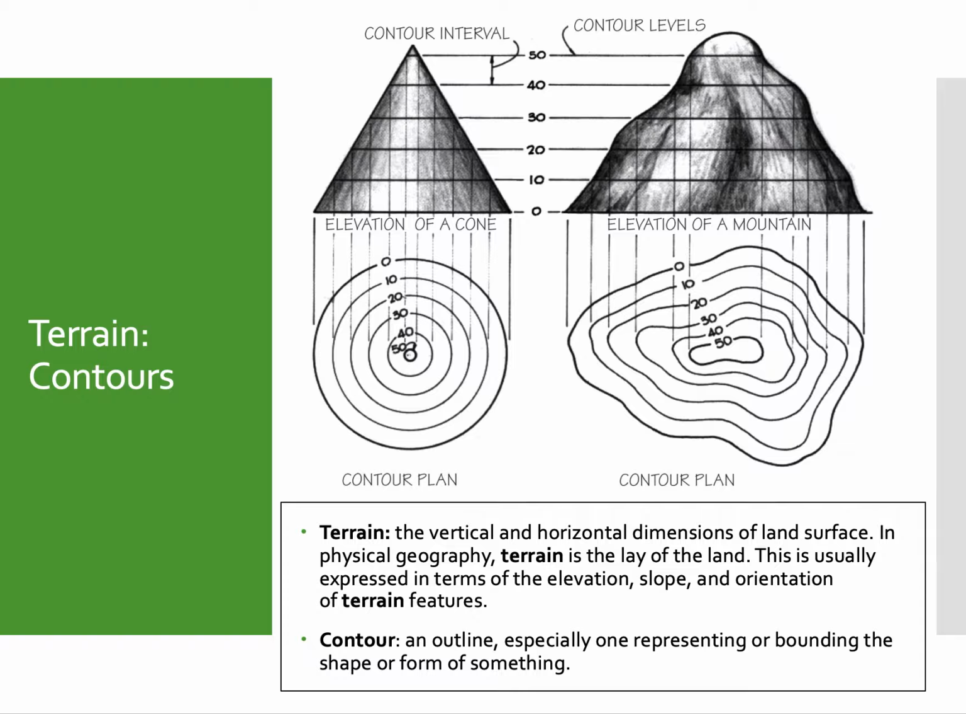Okay, so on our topographical map that we have, and that is what the lines I showed you is, the topography is the terrain. Those are the vertical and horizontal dimensions of a land surface. The terrain is the lay of the land, and it's usually expressed in terms of elevation. That's what these numbers are. These are elevation. And in this case, 0 corresponds in this cone or this mountain to the sea. That 0 is sea level.